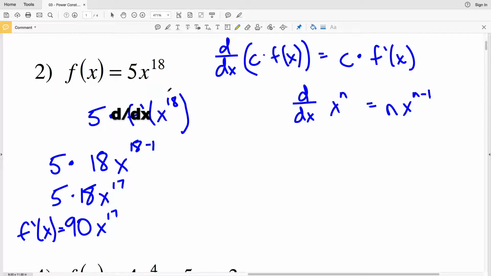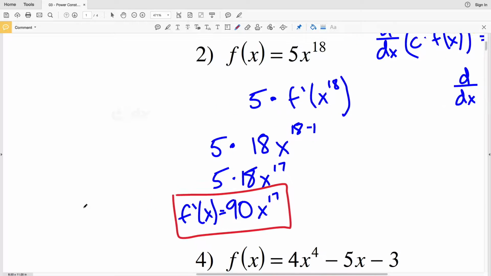So again, we applied the constant multiple rule by pulling this 5 out of the function in front, and then we found the derivative of x to the 18th and multiplied that by the 5 which we pulled out. So x to the 18th became our new function once we pulled 5 out. So we found the derivative of that x to the 18th, then multiplied it by 5 to give us the derivative of f of x equals 90 times x to the 17th. Let's move on to number 3.